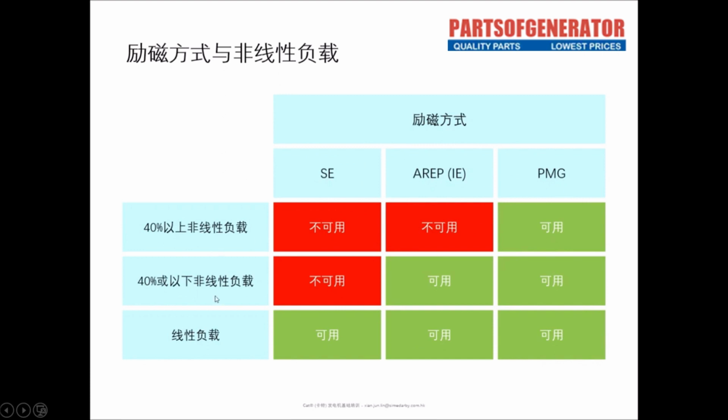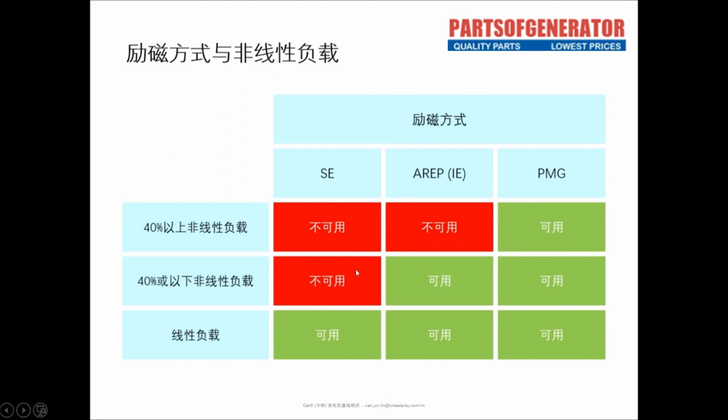Let us summarize here. If there is a nonlinear load in the load, when choosing the excitation method, what should we consider? Here we have a table. There are 3 excitation methods. We divide the load into 3 situations. One is all linear loads. The second is a nonlinear load of 40% or less. And the third is nonlinear loads of more than 40%.